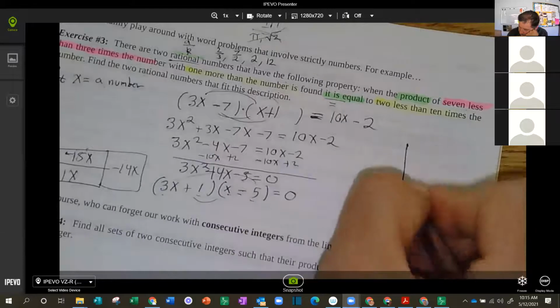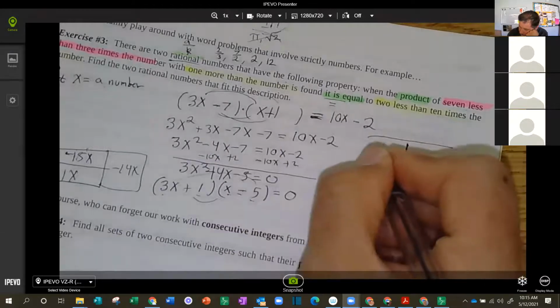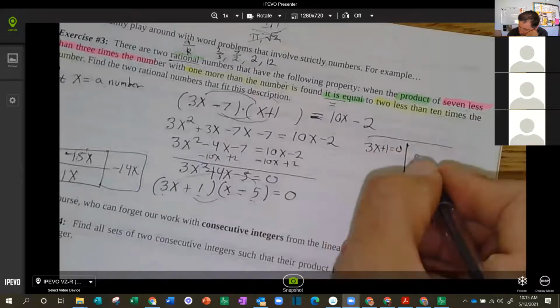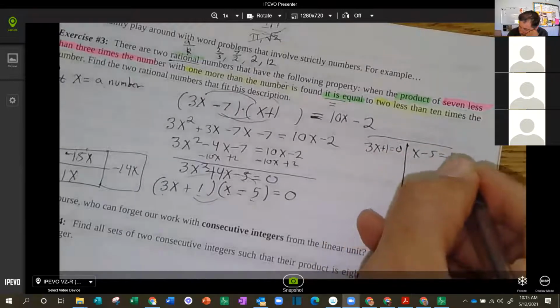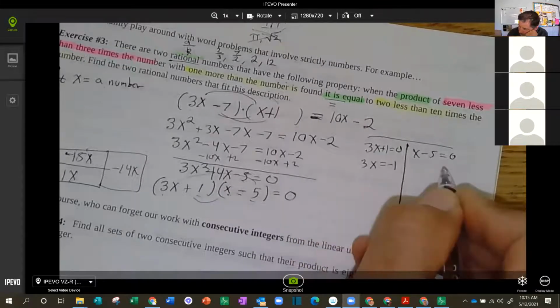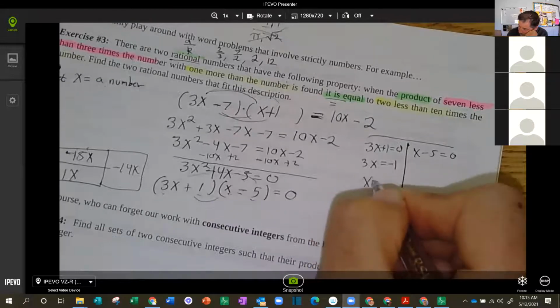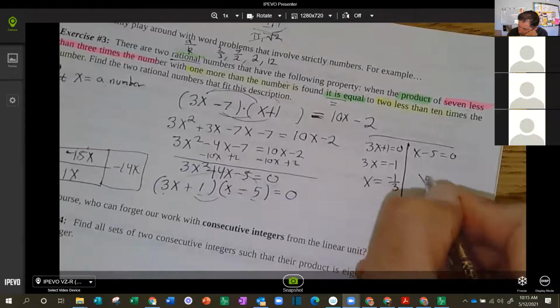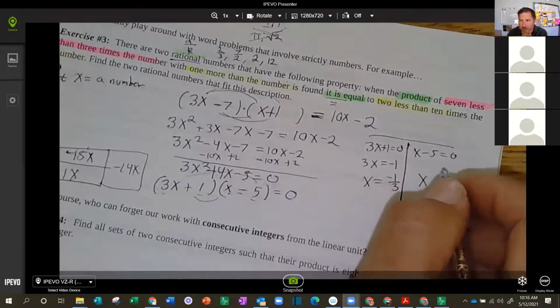So I set each of these equal to 0. 3x plus 1 is equal to 0. And x minus 5 is equal to 0. Then I'm going to add -1 to both sides. And then divide by 3. Over here, I can just solve for it in one step by adding 5 to both sides.